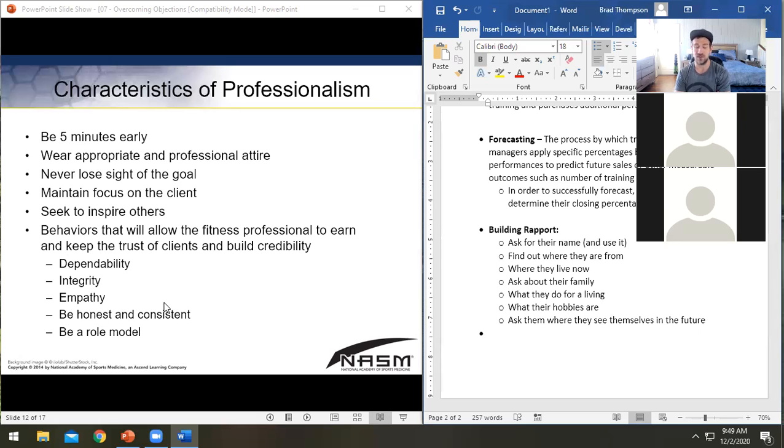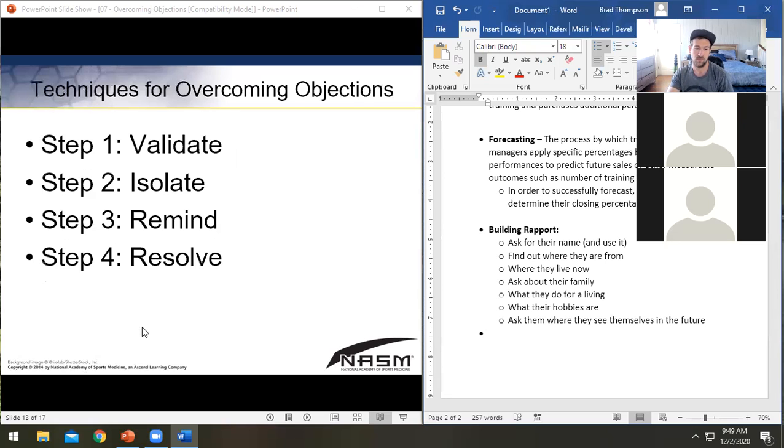But be always honest and overall consistent. Consistency is key, and try to be a role model to your clients. Practice what you preach. Be honest and outright with them.